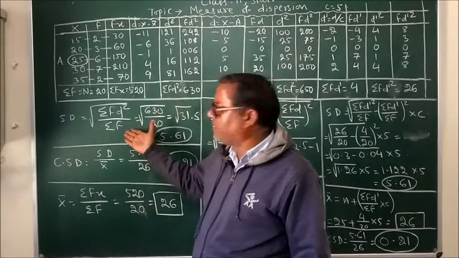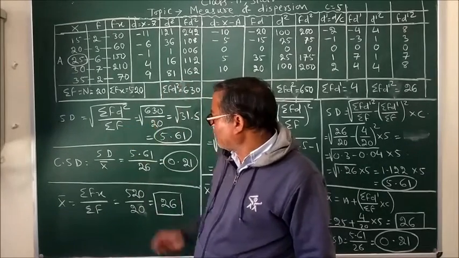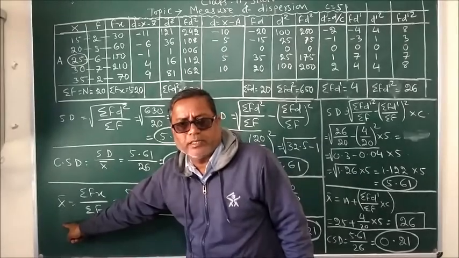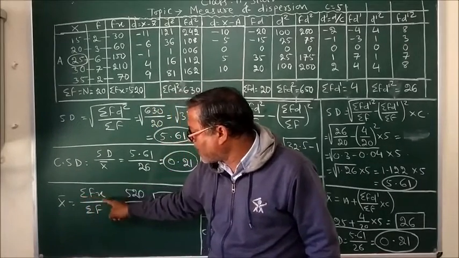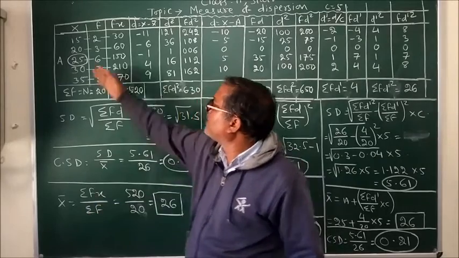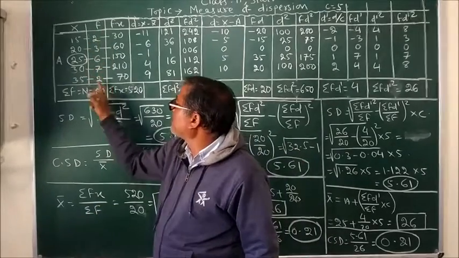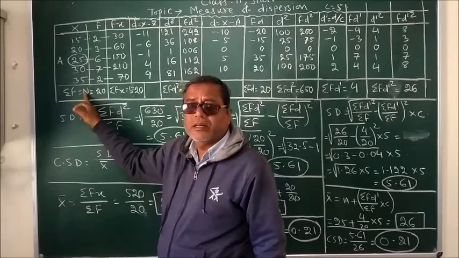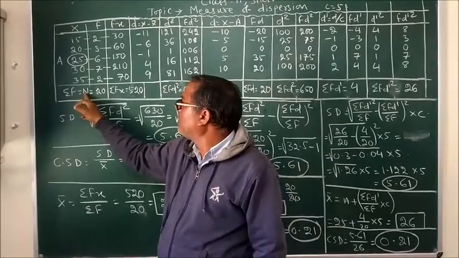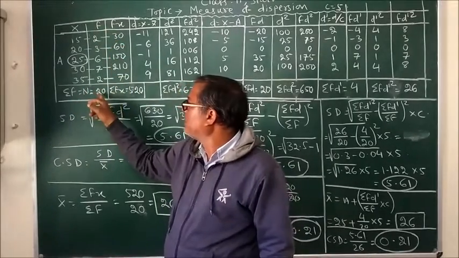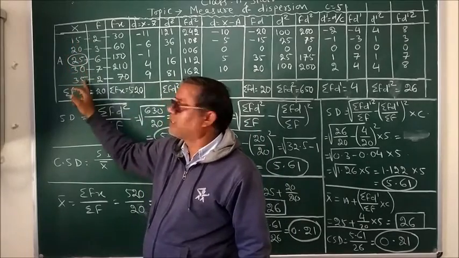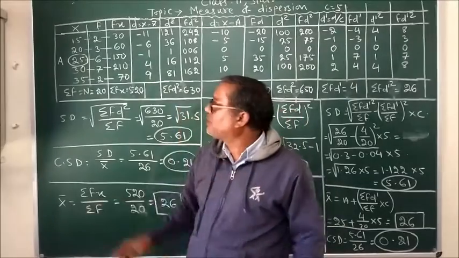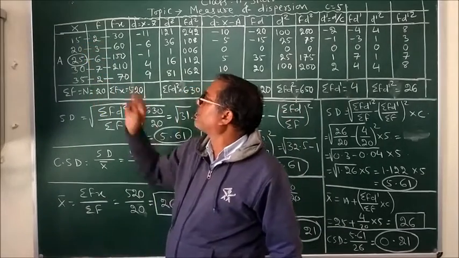So as you can see, using direct method, first we calculate the arithmetic mean by using summation fx upon summation f, and in a discrete series, summation f is nothing but n, or number of observations, which in this case is 20. These are the values 15, 20, 25, 30 and 35. We have got 5 values and the respective frequencies here.